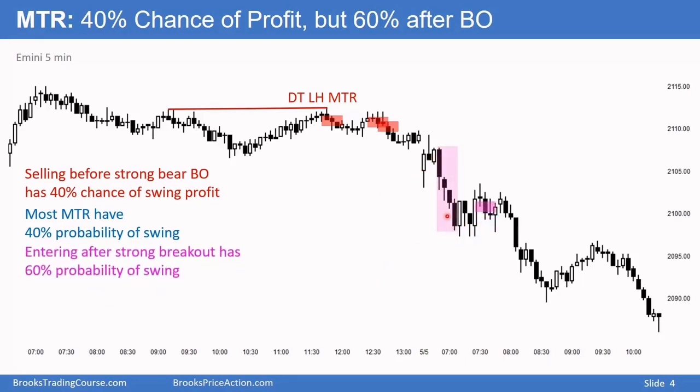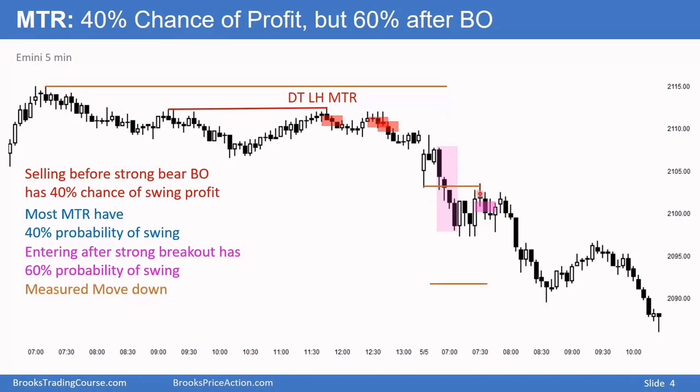Entering after the breakout, selling closes, selling below bars, selling below bars. The market clearly is now bearish. The odds are high there'll be at least a small second leg down. Here, there's a big second leg down. Higher probability of profit. Measured move down, maybe from the top of the trend.